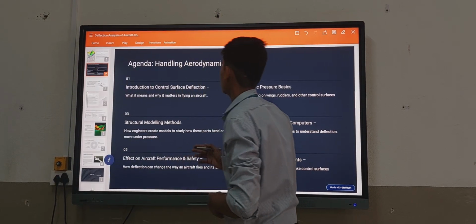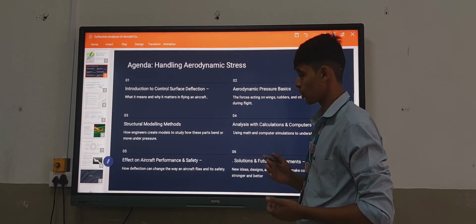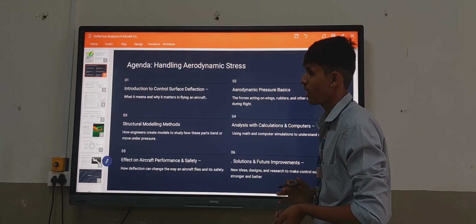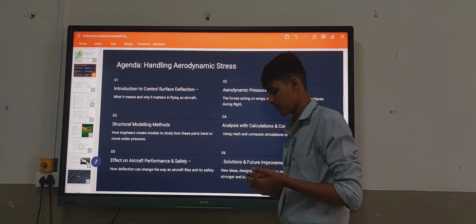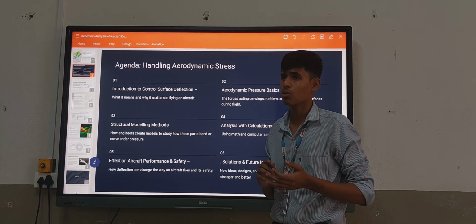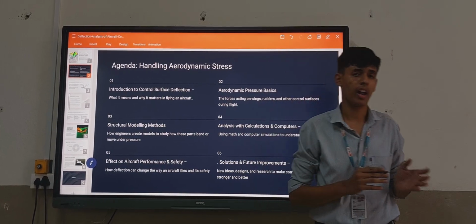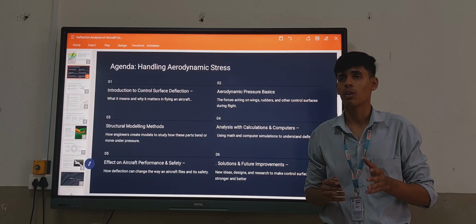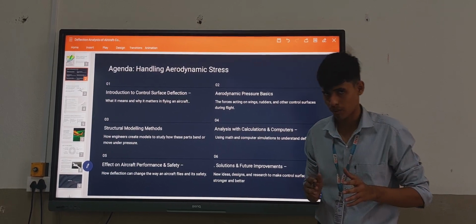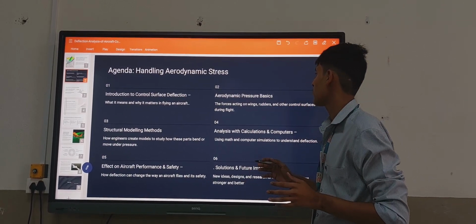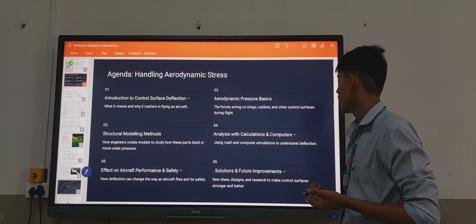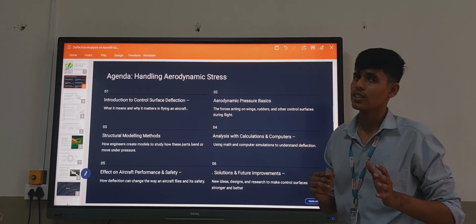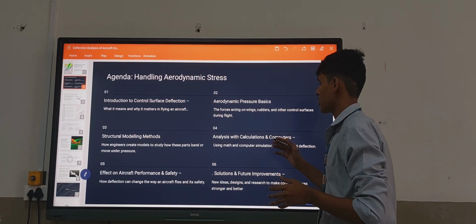What is meant by the control surfaces? Control surfaces like the primary control surfaces: the ailerons, elevators and rudders. They are important control surfaces to move our airplane left, right, up, down, and for yawing. And talking about the aerodynamic pressure basics: the force acting on wings, rudders, elevators and other control surfaces is called aerodynamic pressure.